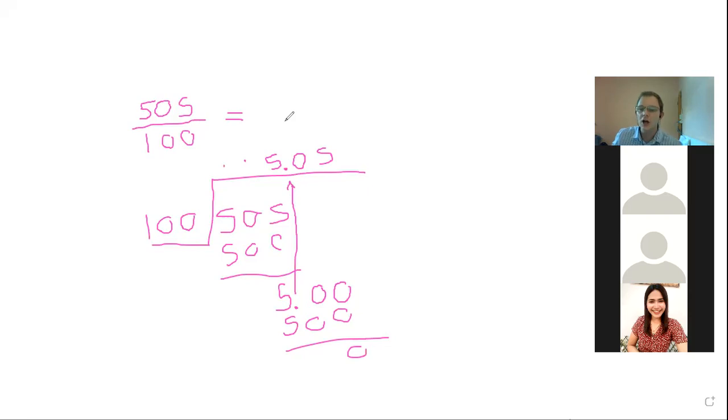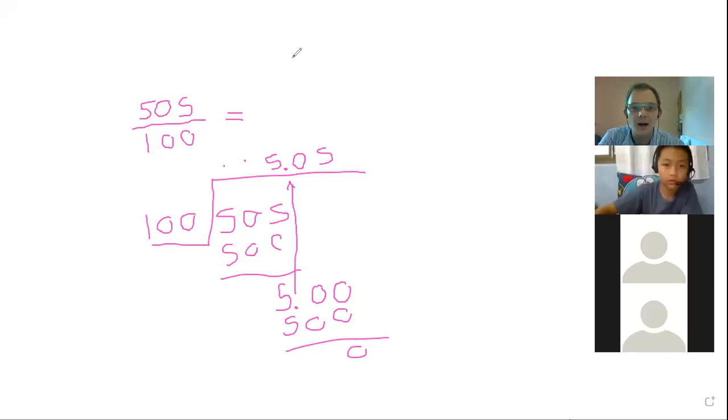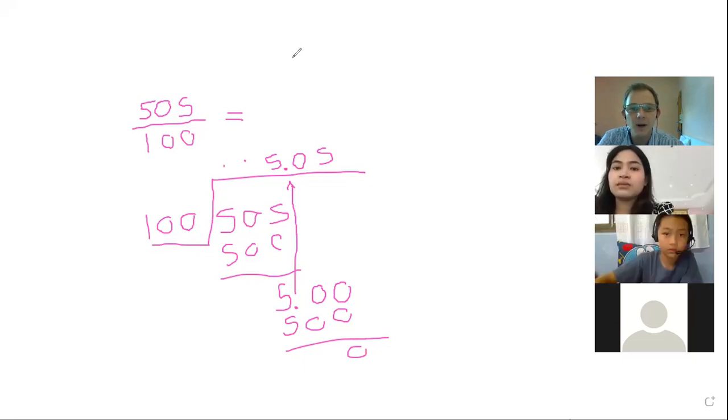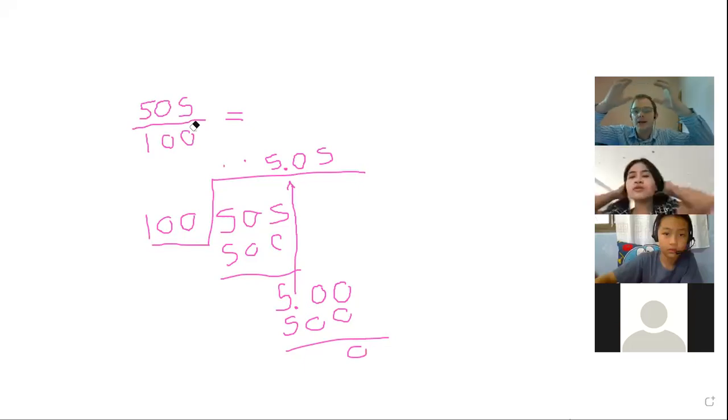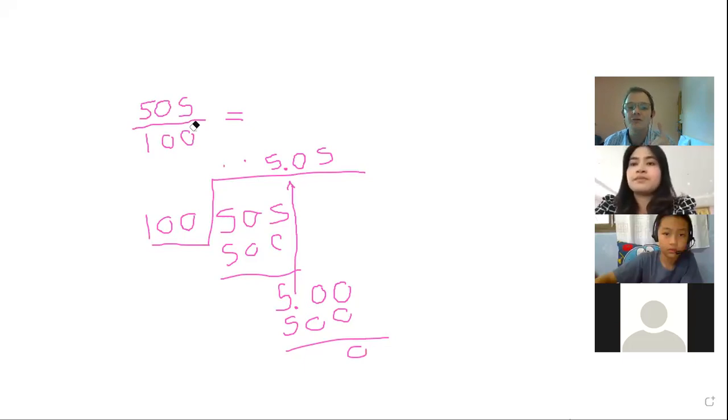5.05. So for me to explain it easily, when you have a number on the top that is bigger than the bottom, you will have a whole number.